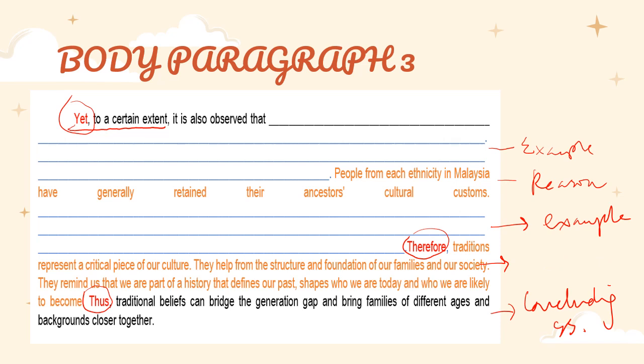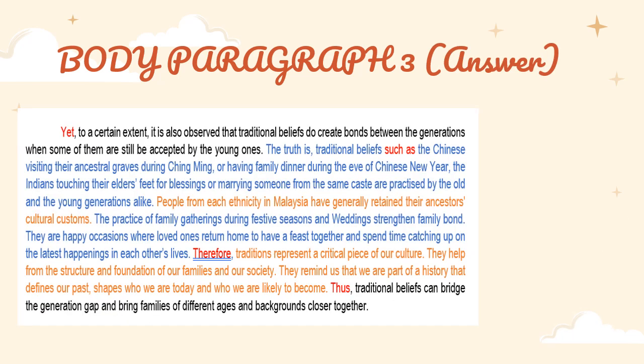But actually the reason is about the same thing, if you notice. Let's look at the reason for both sentences here. People from each ethnicity in Malaysia have generally retained their ancestors' cultural customs. And another, tradition represents a critical piece of our culture. They help form the structure and foundation of our families and our societies. They remind us that we are part of a history that defines our past, shapes who we are today, and who we are likely to become. So it's like an explanation of the first reason here, to strengthen more, that it can also strengthen the bond. So what's the answer? It could be either one of them, on top or at the bottom. No problem, because they are both examples.